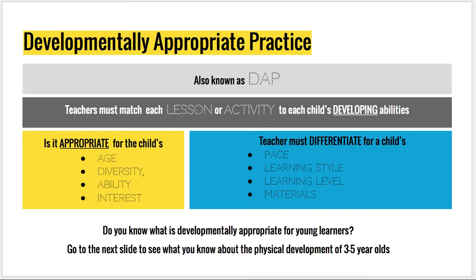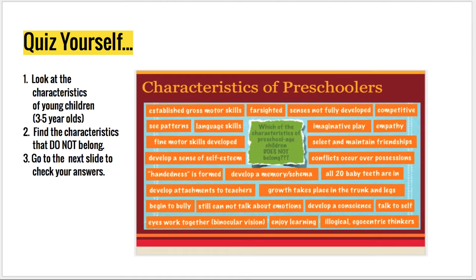To kind of piggyback on that, we're going to do a little game. This slide is a quiz, and it has characteristics of preschool age learners. I want you to think about 3 to 5-year-olds, and really less of those pre-K students and more of what we would consider a preschooler. Find the characteristics that do not belong. So check them out, read them, and then in your mind, just kind of pick a couple that you think don't belong there. On the next slide, you're going to check your answers.